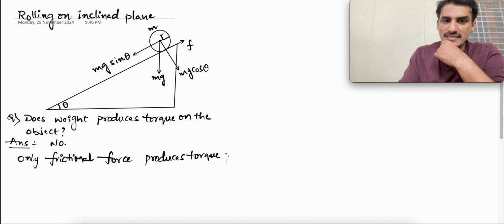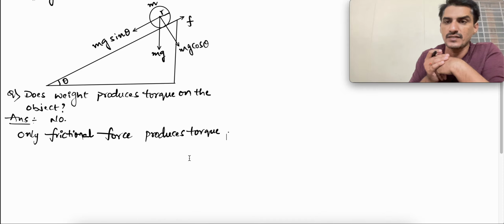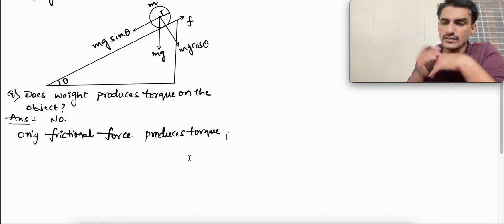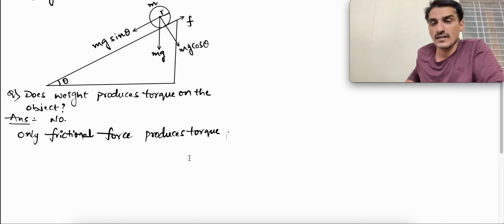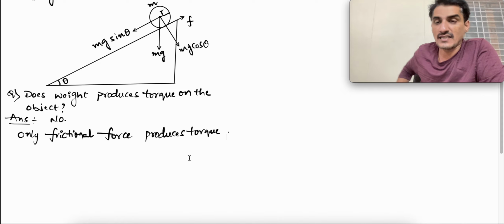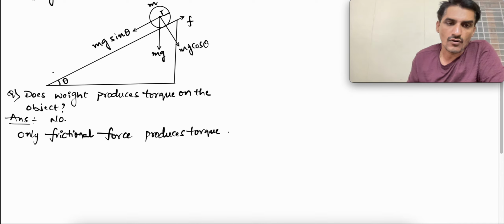Now, while it is sliding down, as we have discussed, the frictional force produces the torque. What is the direction of friction? The direction of friction is upward. It is always in the upward direction. Why? Once read about the horizontal surface, the direction of friction on a horizontal surface, and you will understand why the friction is in the upward direction.